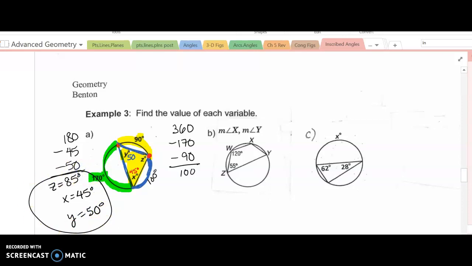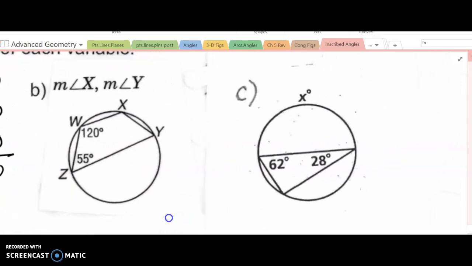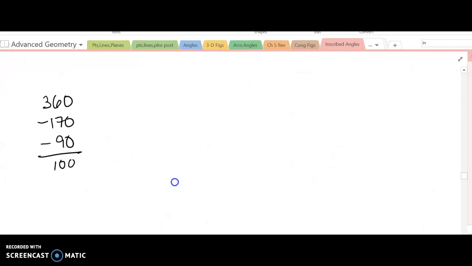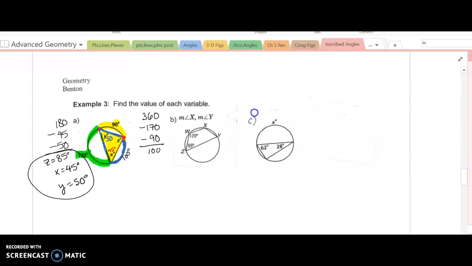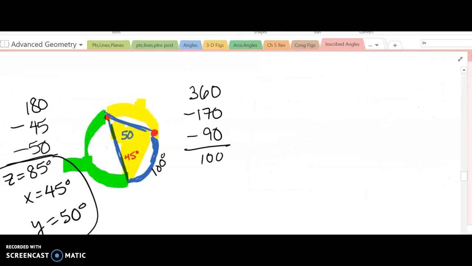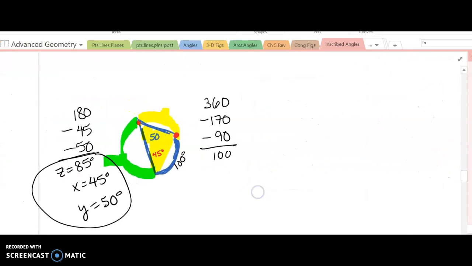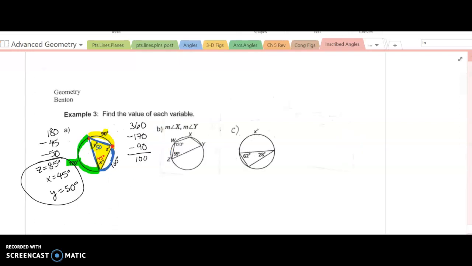All right, so let's now go a little bit different strategy. We're using in part B that last corollary. What I notice is it doesn't like it when I zoom in. I'm noticing that I have a quadrilateral, a four-sided shape inside of a circle.